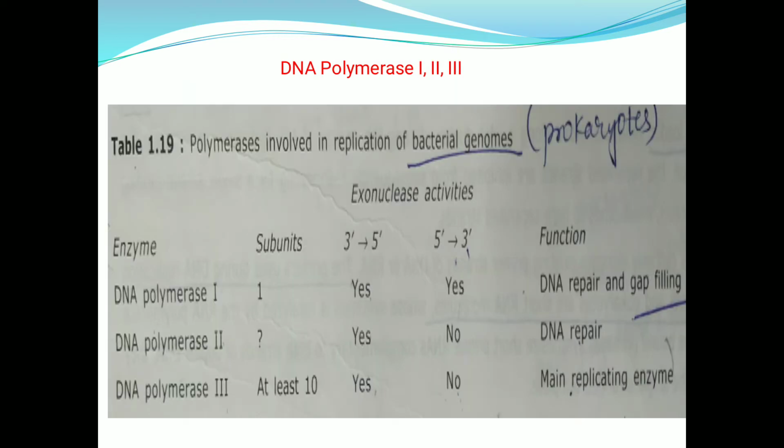If you see in this table, polymerase 1 has only one subunit, and in polymerase 2 the number of subunits is unknown, and for polymerase 3, 10 subunits are present. And here, if you see the exonuclease activity, what is the meaning of exonuclease? The function of the exonuclease enzyme is to break the phosphodiester bond between two nucleotides from one end. If it is 3' to 5' exonuclease, it will break the nucleotides from the 3' end in the 5' direction.